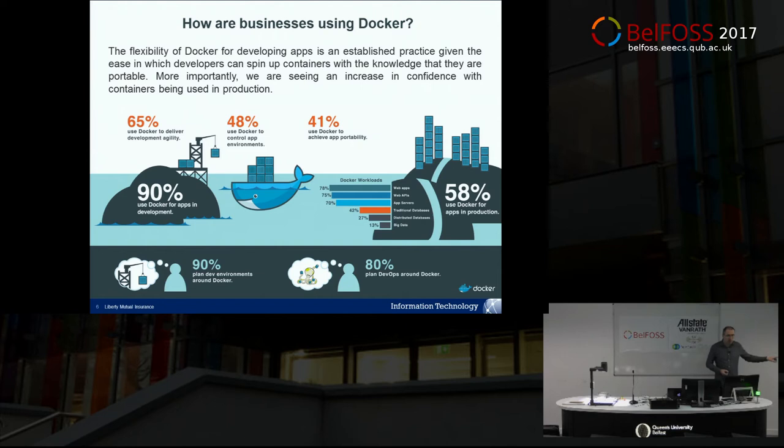But it's very interesting, on the right-hand side of this, that 58% now are running applications in production. Docker has matured in the last year or two, and there's now enough confidence around it that you can actually have your applications stood up running in a production environment. It went from being a nice cool thing to actually usable by businesses. So confidence has increased and people are actually planning their DevOps around it as a result.